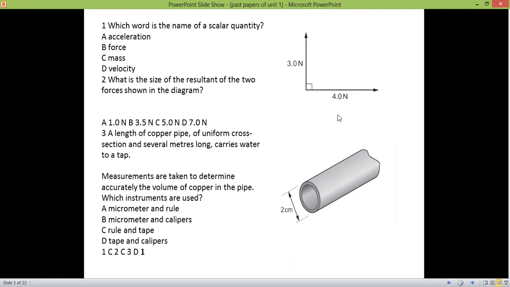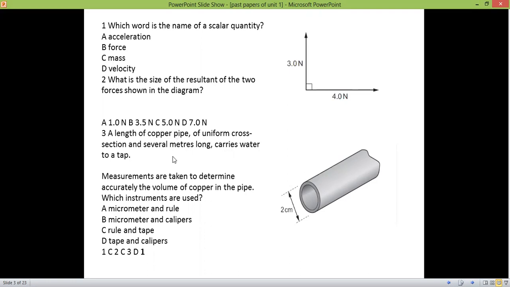Square of 3 is 9. Square of 4 is 16. 9 plus 16 is 25, and in order to calculate the hypotenuse we need to take the square root. So square root of 25 is 5. Correct answer is C. Next, before discussing the next question, keep this in mind.